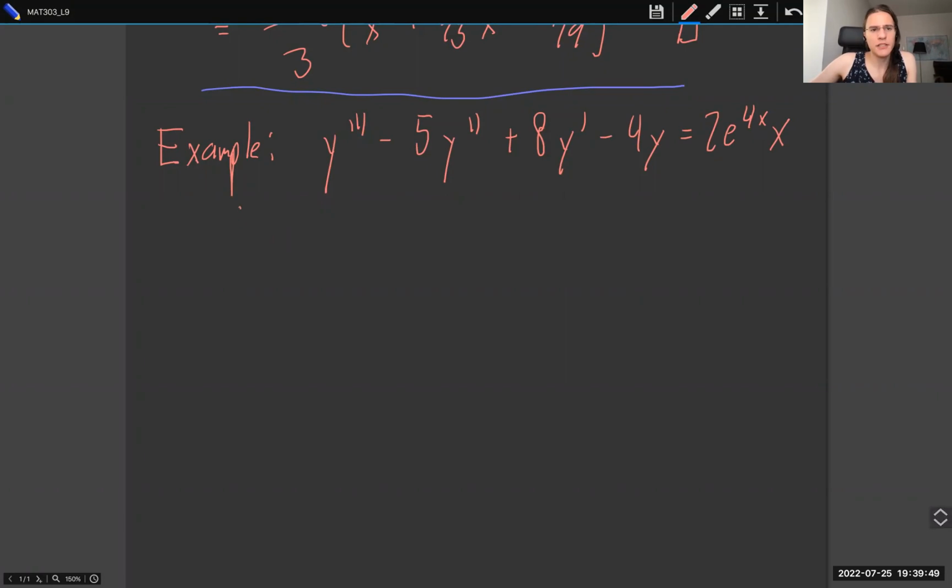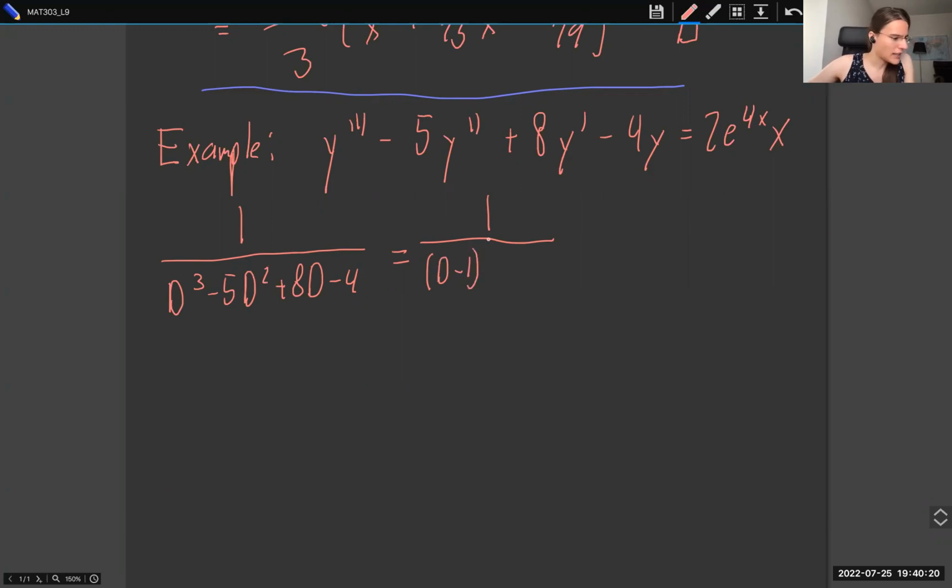Then, if you're considering 1 over d cubed minus 5 d squared plus 8 d minus 4, well, what you can notice is that if I plug in 1 into this equation, then I get 8 plus 1 minus 5 minus 4. So 1 is a solution to the equation. And so if you factor it fully, you get d minus 1 by d minus 2 squared. But then we can do partial fractions. That's the idea. And that'll help us find the series.